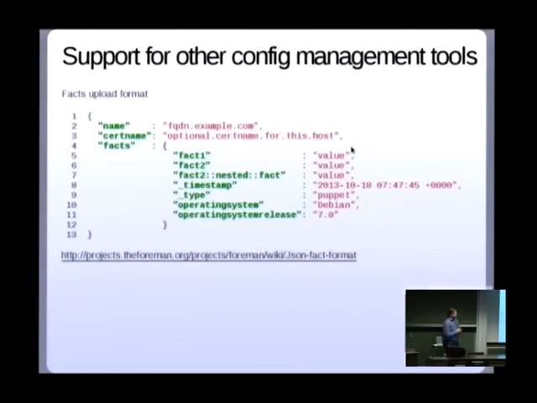I also said that I will talk about how easy it is to add support for other configuration management tools. We provide an API, so everything you have to do is just upload data in a JSON format. Here you can see this is a format for uploading facts. Basically, we support nested facts because obviously Chef has nested attributes. So on line 7 you can see that you can also upload nested data.